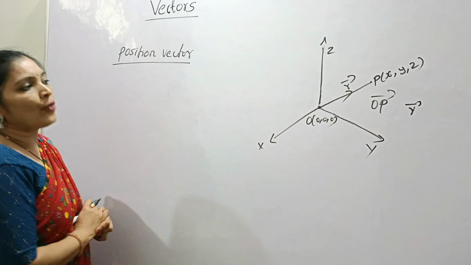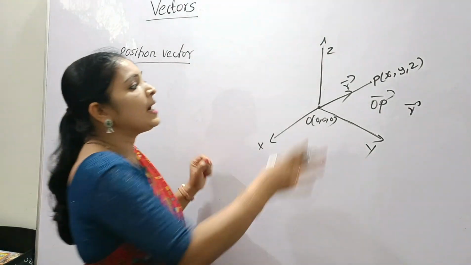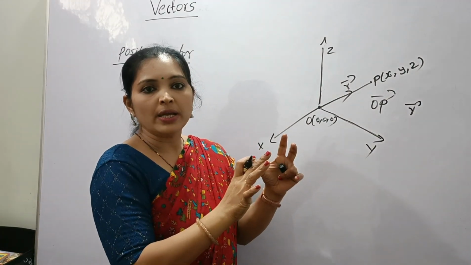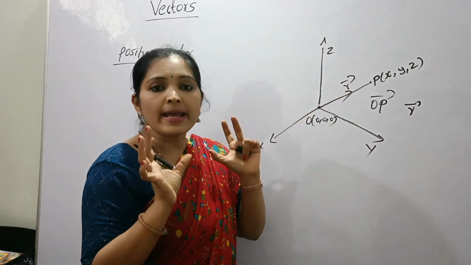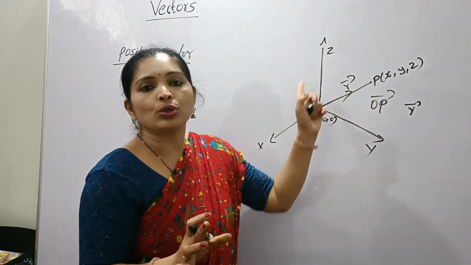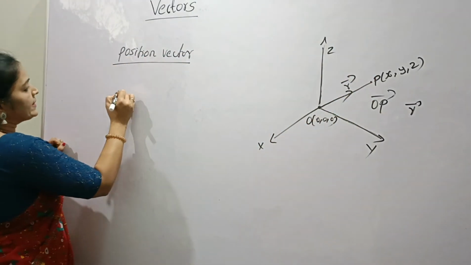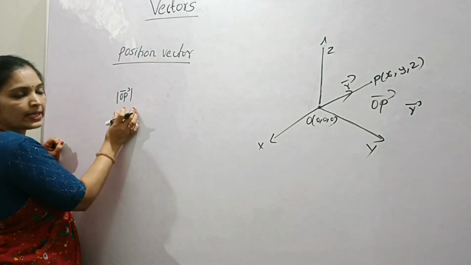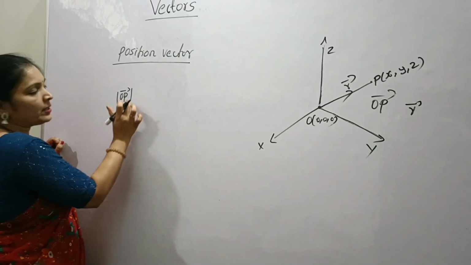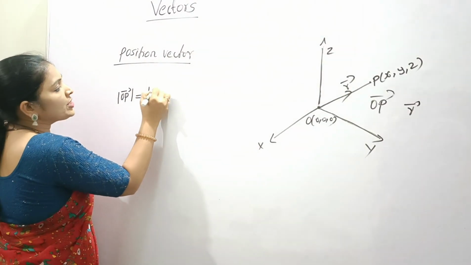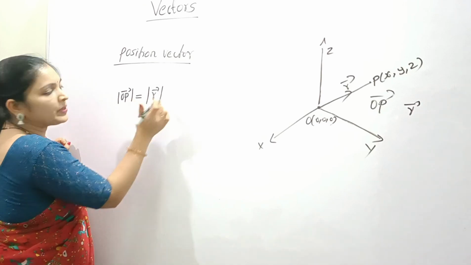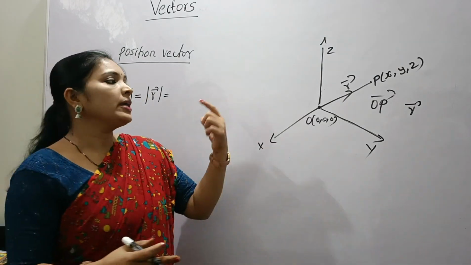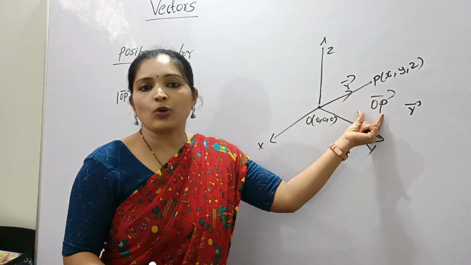What is the magnitude of the vector OP? That is nothing but the distance between O and P. Magnitude of the vector OP or magnitude of the vector R is nothing but the distance from O to P. It is denoted as modulus of vector OP, which is equal to modulus of vector R, the magnitude of the vector R. How to find it? Using the distance formula.